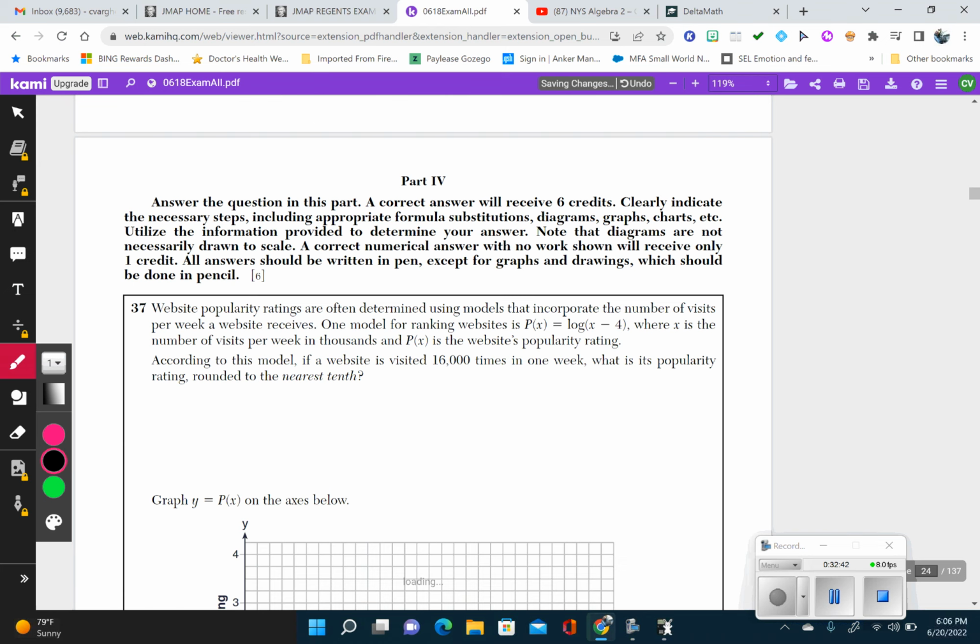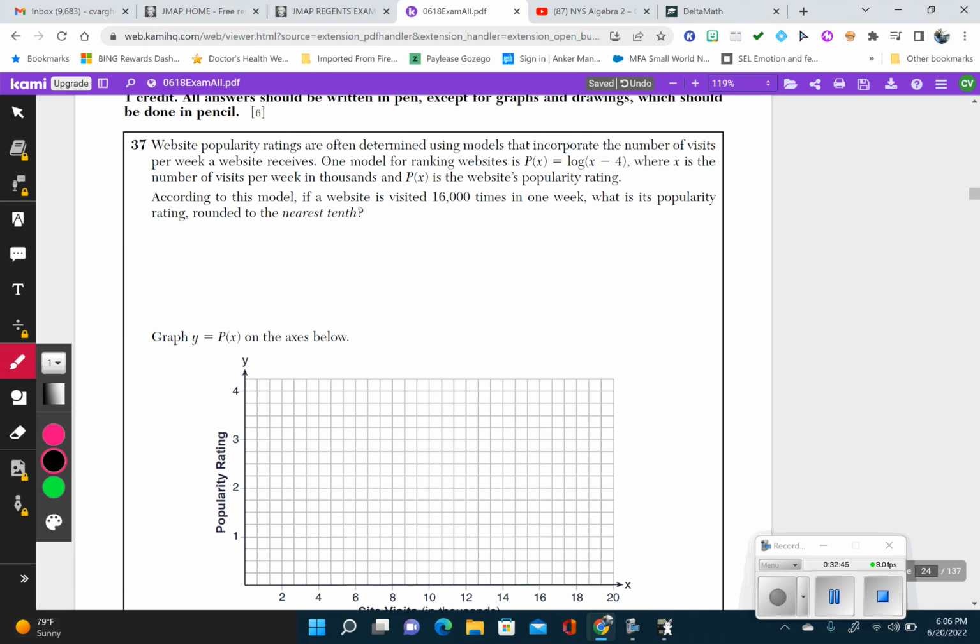Okay. Last question. Woo! Almost done. I'm so excited. Okay. So first thing, the way that this question is worded, they're trying to confuse you. So this is 16,000 in 1 week. It says X is the number of visits per week in thousands. Okay, so that's important. So this is 16,000. So X is going to be 16. So you're going to go P of X is equal to log of 16 minus 4. Oh, minus 4, not 14. Minus 4.